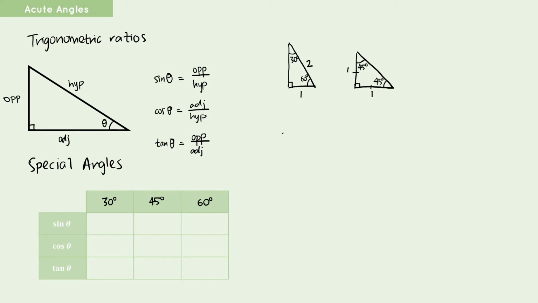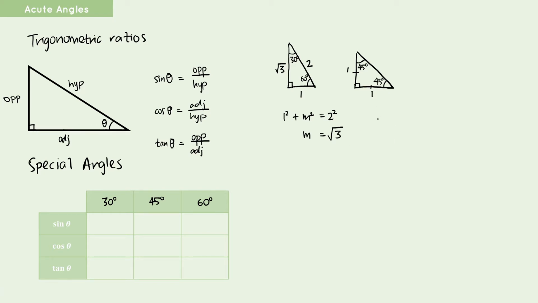Since these are right-angled triangles, we can make use of Pythagoras' theorem, which states that a squared plus b squared equals c squared. If we want to find the length of this side, 1 squared plus m squared equals 2 squared. So m squared is 4 minus 1, which is 3, so m is square root 3. We just consider the positive value. Go ahead and replace this m with square root 3.